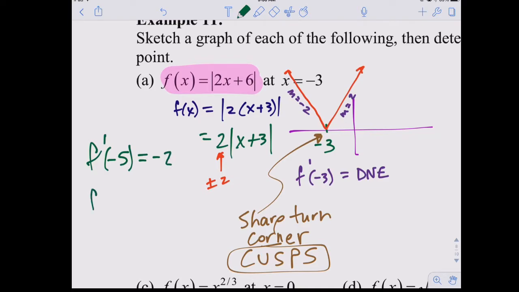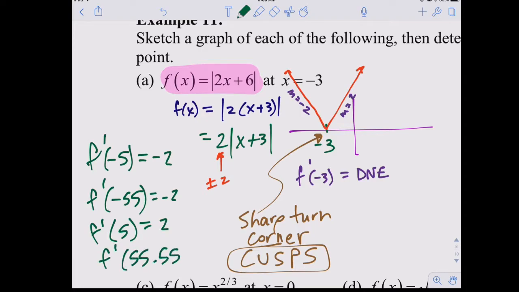Negative 2. Good. And f prime of negative 55? Negative 2. And f prime of positive 5? Positive 2. And f prime of positive 55.55? 2. Good. So with absolute value functions, if you can sketch them and identify where the vertex is, that's the only place where it's not going to be differentiable. But the slope on either side should be plus or minus whatever that coefficient of x is.